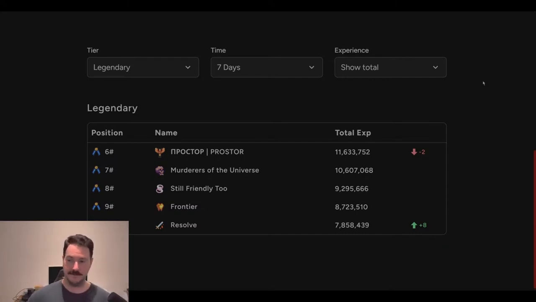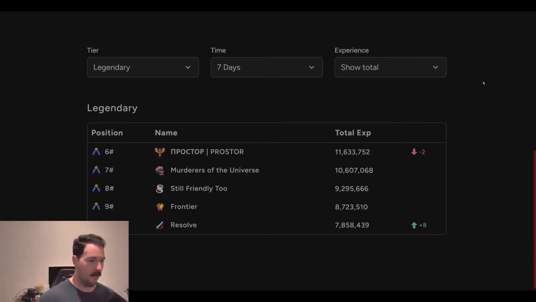We have Murder of the Universe placed high once again. They didn't do so hot last season. And they are number 7 with 10.6. Still Friendly 2, whichever one that is, at number 8 with 9.2 mil. We have Frontier at number 9 with 8.7 mil. Good job to Kiwi. And then Resolve, out of every deal I did not expect to see here, 8 positions forward with 7.8 mil earned at number 10.